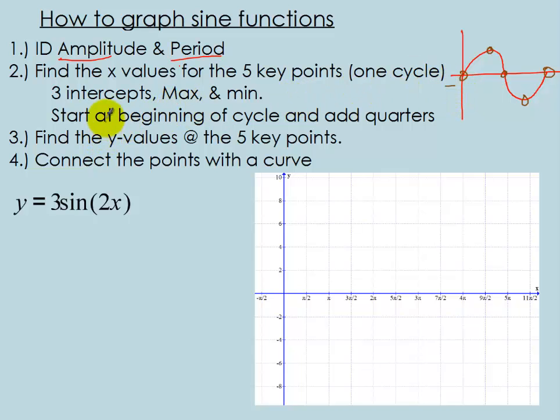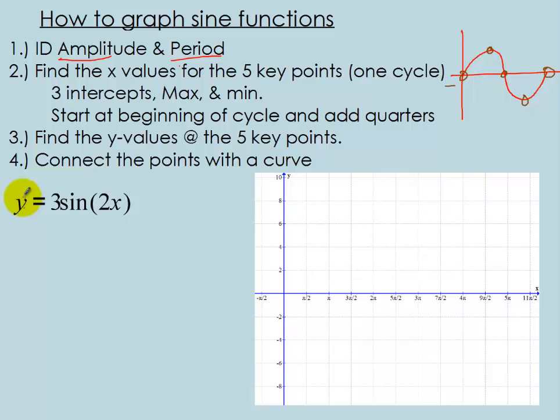Basically, you start at the beginning, and then each point is 1/4 of the way through the cycle. Sometimes I do the beginning, do the whole cycle, then do half of that, then do half of each of those halves, and that gives you all 4 quarters. We'll do some examples. Then you find the y values by plugging the x values into the equation. And then you connect the points to graph the curve.